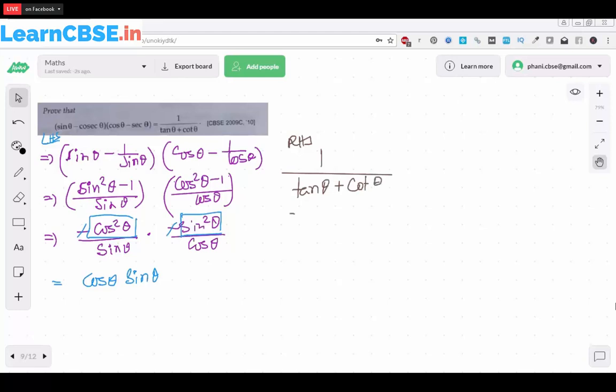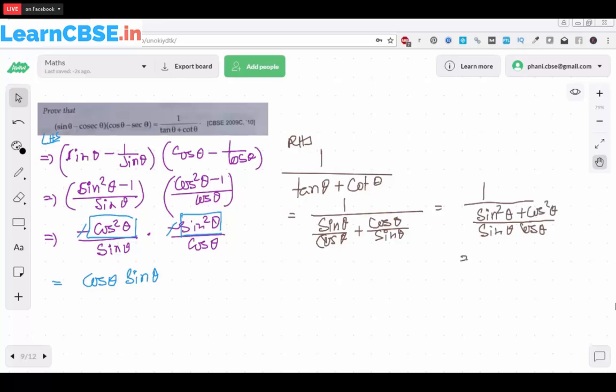So what we should do, we should convert the tan and cot in terms of sine and cos. So 1 by sine theta by cos theta plus cos theta by sine theta. So that gives you 1 by, if you take the LCM, sine theta cos theta, sine square theta plus cos square theta.